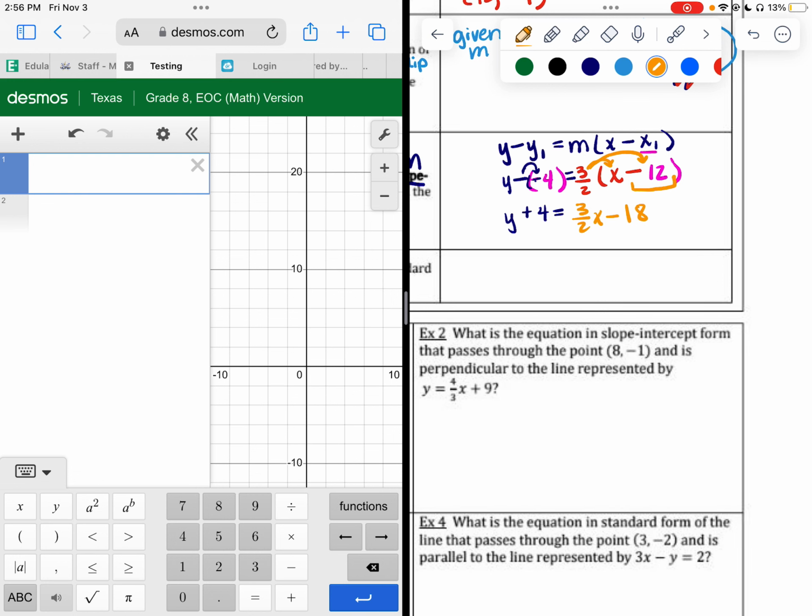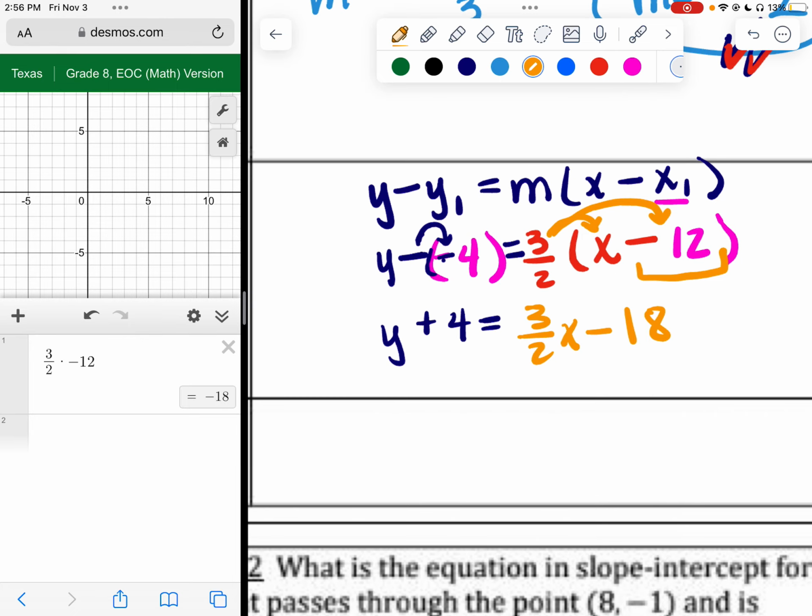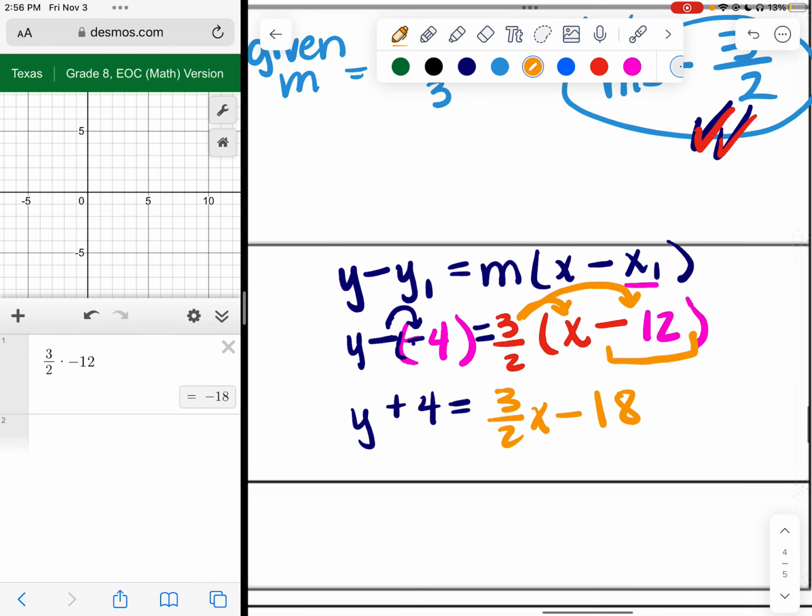3 over 2 times multiply, negative 12, negative 18. Okay, perfect. Now it almost looks like y equals mx plus b. But I've still got this plus 4 here that I want to take care of.